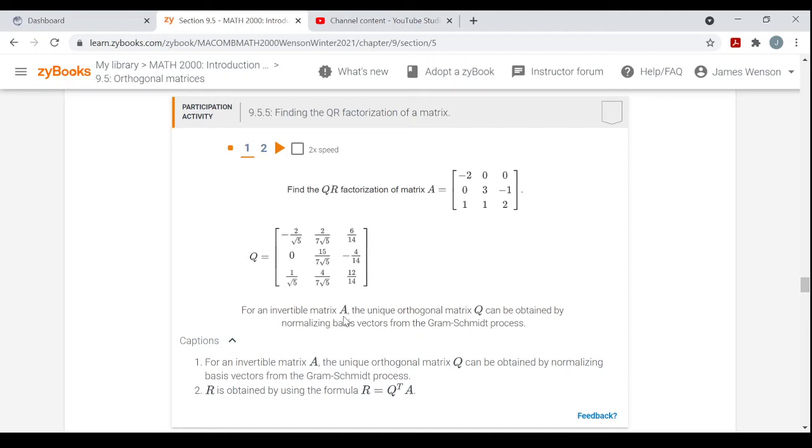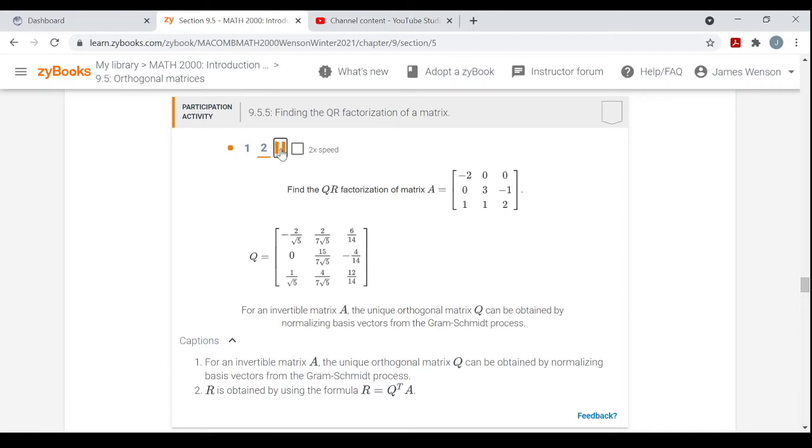For an invertible matrix A, the unique orthogonal matrix Q can be obtained by normalizing basis vectors from the Gram-Schmidt process. Right. So what they've done is they've taken the column vectors of A. Now these column vectors don't form an orthonormal set. They apply the Gram-Schmidt process and make orthonormal columns. So these columns of Q are gotten by performing the Gram-Schmidt process on the columns of A.